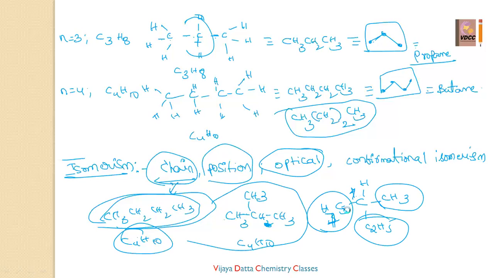Whereas in alkanes, the special isomerism we'll study is conformational isomerism, which is very, very, very important. What are these conformational isomers? Again here we have to study the conformers, Newman's projection, Sawhorse projection. And what are these conformational isomers? We will study conformational isomerism in our next video.